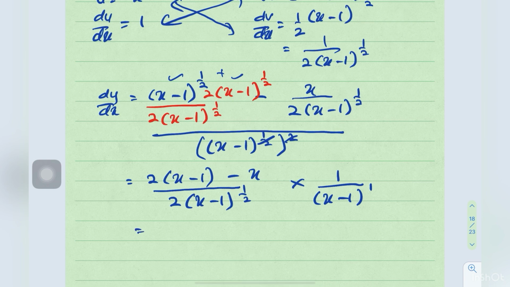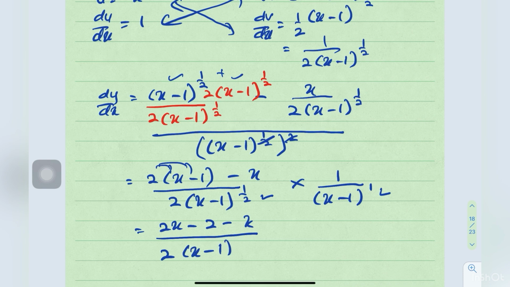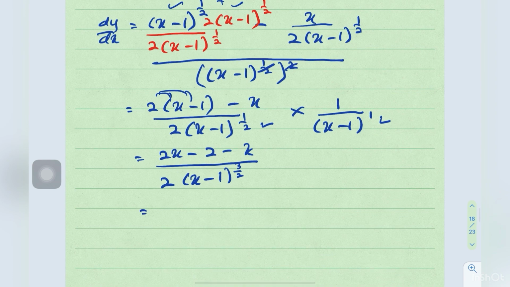Okay, so this one expand. 2x minus 2 minus x. Okay, over 2. These two we can add the power. (x minus 1), 1/2 plus 1 is 3/2. Okay, so this one become 2x minus x, x minus 2 over 2 square root (x minus 1) cubed.